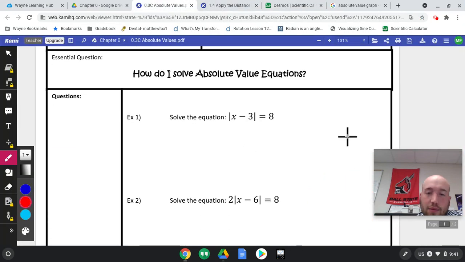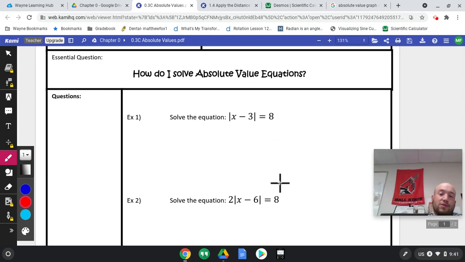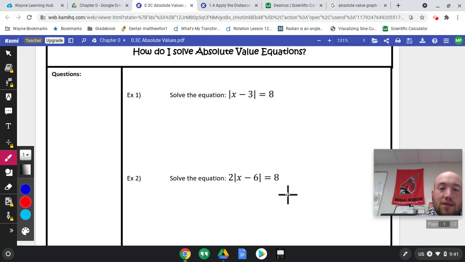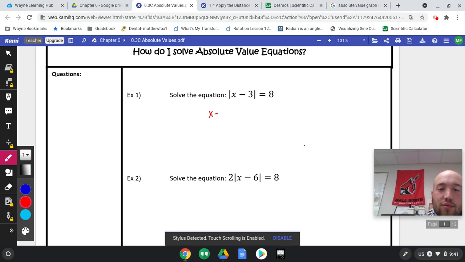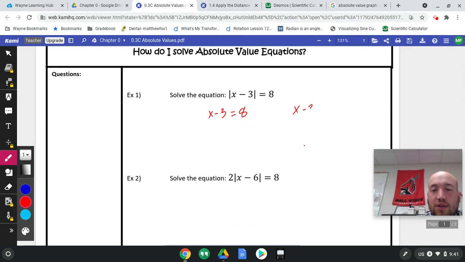So if we look at this problem to solve, the absolute value of x minus 3 equals 8. We need to think about this. It is 8 away from 0. So 8 away from 0 could be positive 8. 8 away from 0 could also be negative 8. So I will break that into two parts. x minus 3 equals 8, and also x minus 3 equals negative 8.